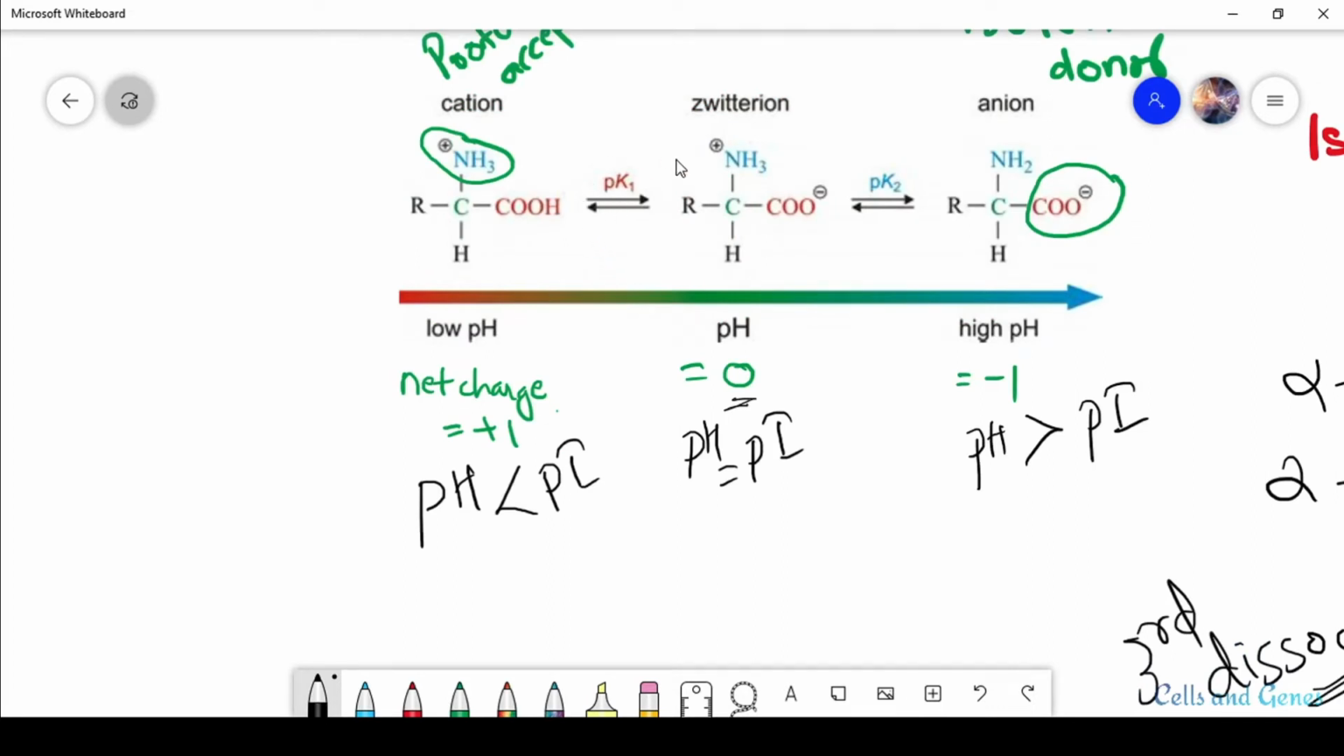Here we could see it is a reversible reaction, so the arrows are on both sides. That means if at low pH the H plus is more, it will act as a cation. And if OH minus is more, it will act as a Zwitter ion. Similarly, here is also a reversible reaction. If OH minus is more, it will act as an anion, and if the H plus is more, it will act as a Zwitter ion.